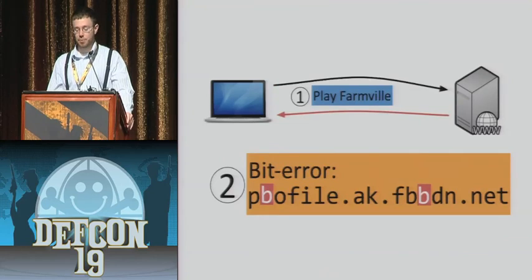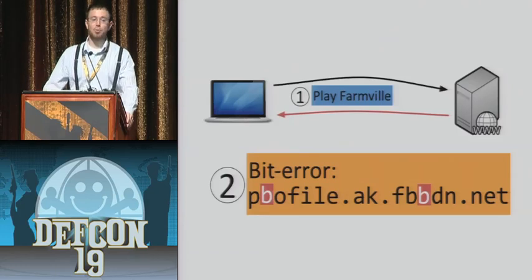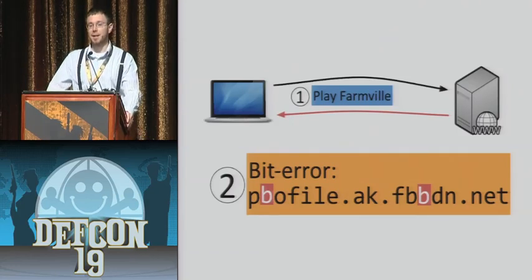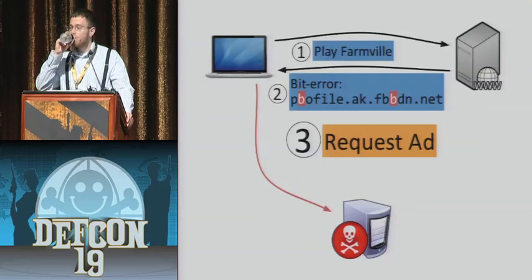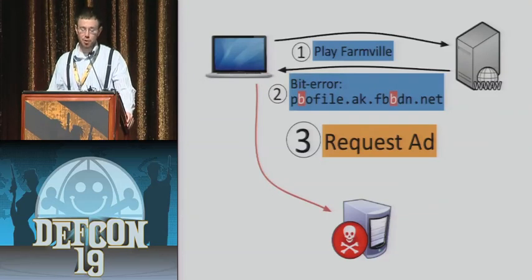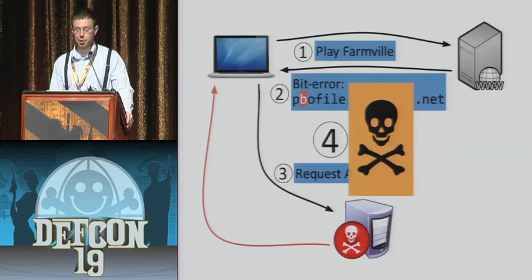Then you request some stuff from Facebook, and a bit error happens in either the Facebook or the Farmville servers, and profile.ak.fbcdn.net changes to pbofile.ak.fbbdn.net. I happen to own fbbdn.net, and this bit error happens to happen in the URL of an ad server. And this URL gets cached and then served up to the 1,300 people who keep requesting that resource. Instead of requesting ads from Farmville, they're requesting ads from me. I could have sent them anything I wanted, but I chose the 404.